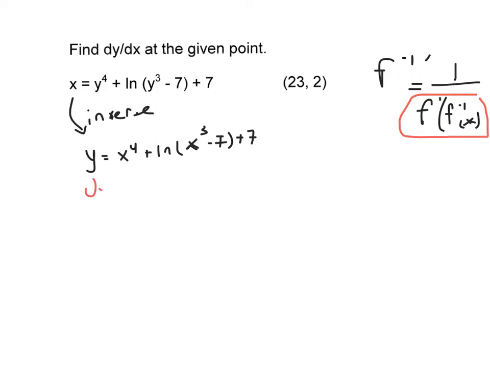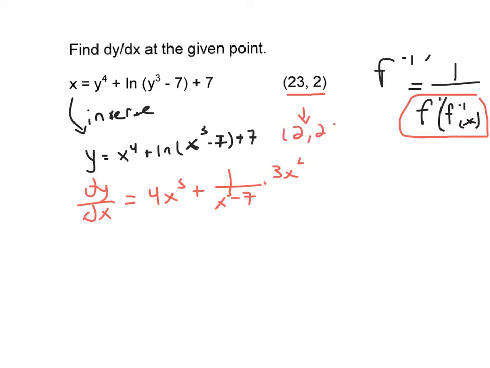So this is dy dx, right, equals 4x cubed plus 1 over x cubed minus 7 times the derivative of that, which is really 3x squared, and then plus 0. So you don't even need to write that because the derivative of 7 is 0. Okay. Now you can plug in your coordinate that we gave you. So this is your x and your y value. Just a reminder that that was for your original, so it becomes 2, 23 for the inverse. So I'm actually going to plug that in for x and y.